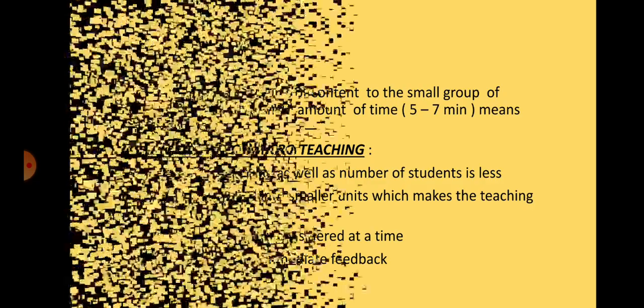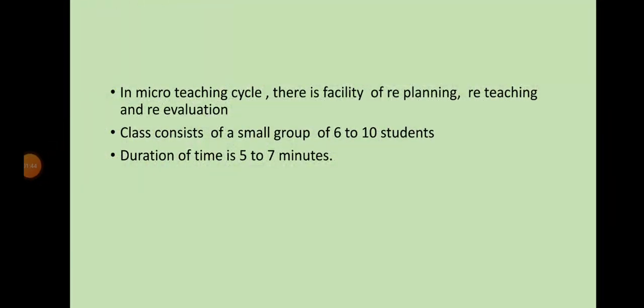So now move to the next slide. In the micro teaching cycle, there is a facility of replanning, reteaching and re-evaluation. Because after planning, teaching and evaluation, if the feedback is negative, then you can replan, reteach and re-evaluate. So that is the facility of micro teaching. Not only that, the class consists of a small group of 6 to 10 students, which you already know, and the duration of time is already discussed, that is 5 to 7 minutes.